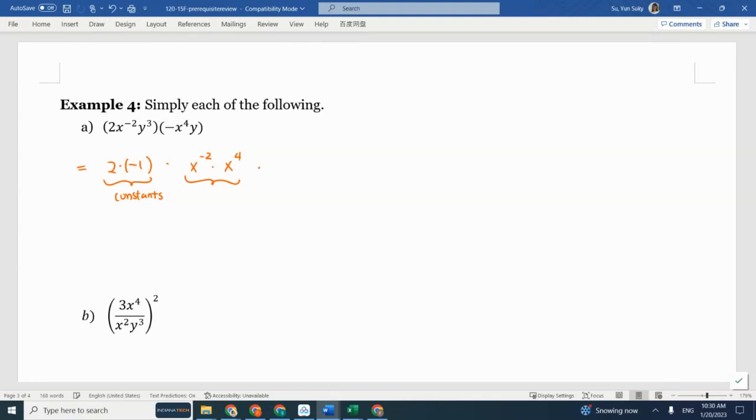How about y? What do you get from here? Y cubed. Here? Y. Right, everybody? So this is the x power, and this is the y power. Okay. So we group them. 2 times -1 is -2.